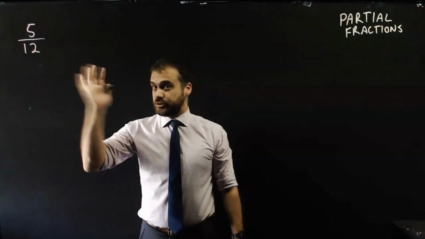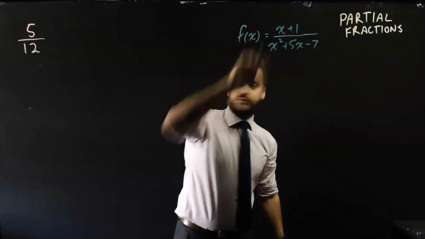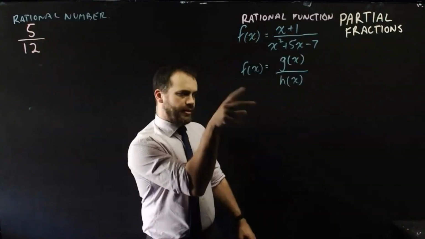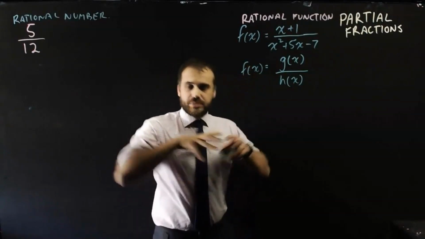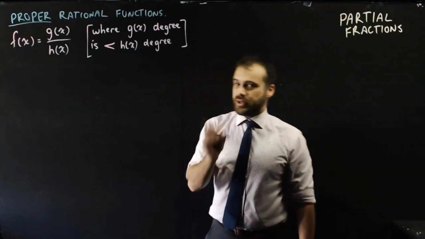So this is a rational number, and this is a rational function. A function divided by a function, a number divided by a number. Rational number, rational function. Now these rational functions can be really difficult to integrate unless you split them up into a few different fractions. In order to do that, we need to consider a couple of different cases.